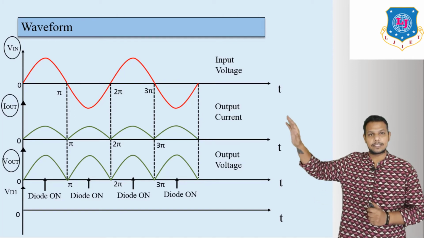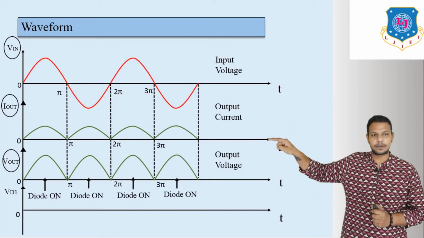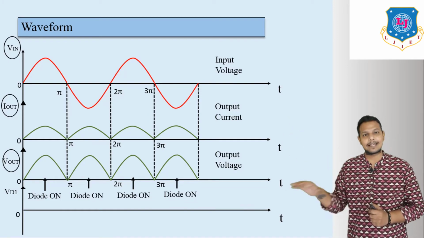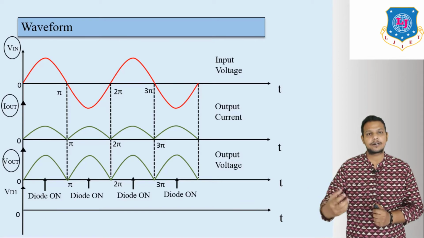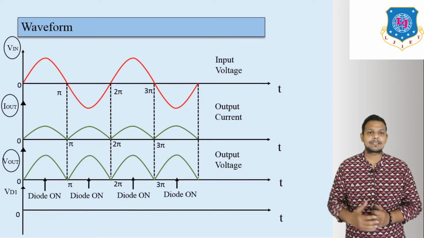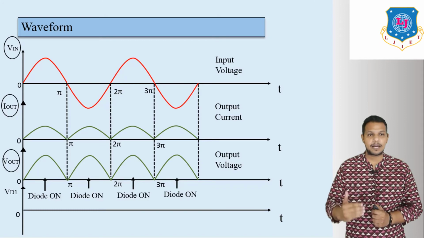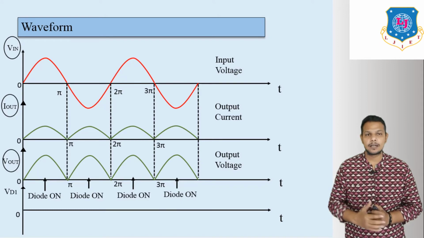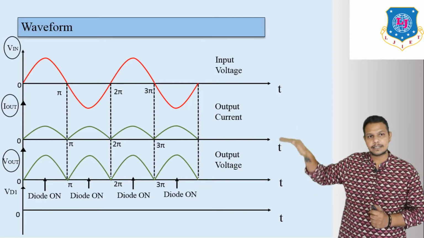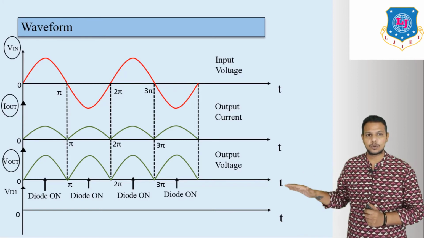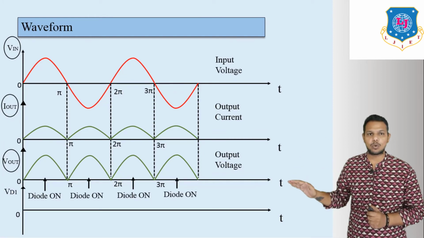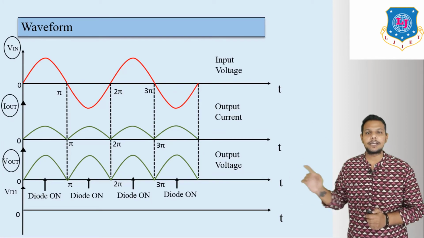But here this indicates the output current. Make sure its amplitude is a little bit lower than the voltage, because here I is equal to V by R effect is generated. Im is equal to V by Rs plus Rf plus RL. But here the amplitude of current is lower than the voltage. So this is the input, output current, output voltage waveform along with VD1.